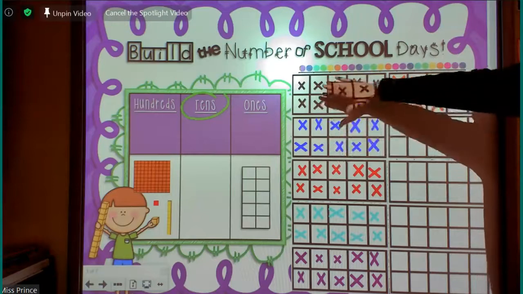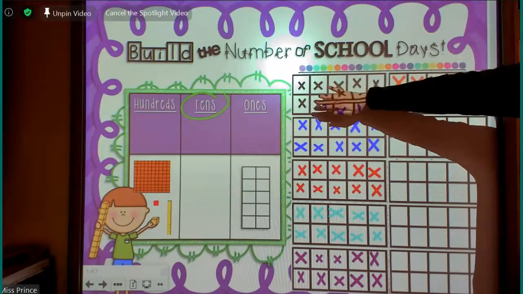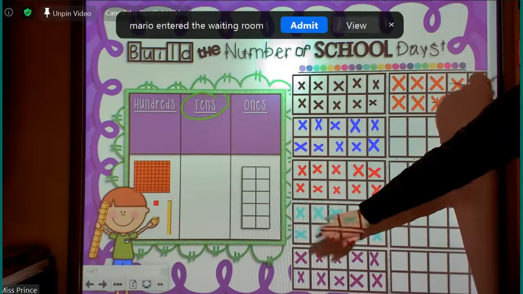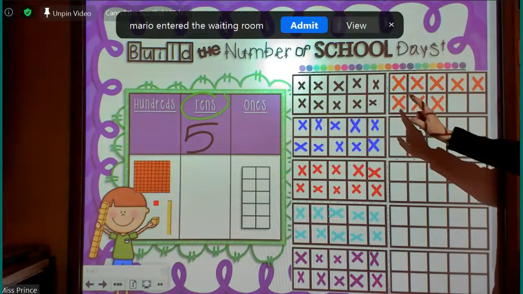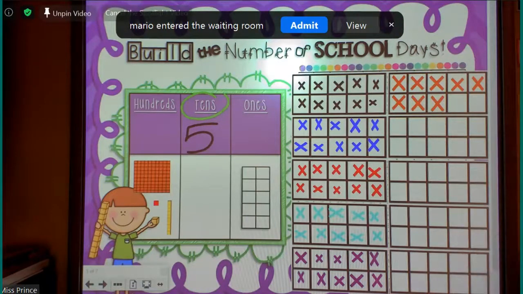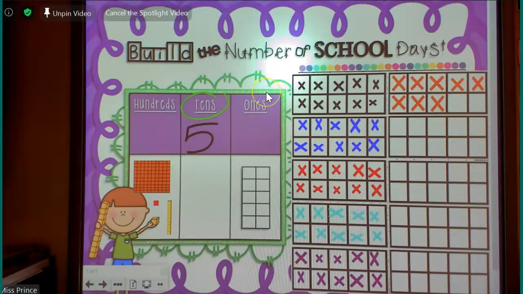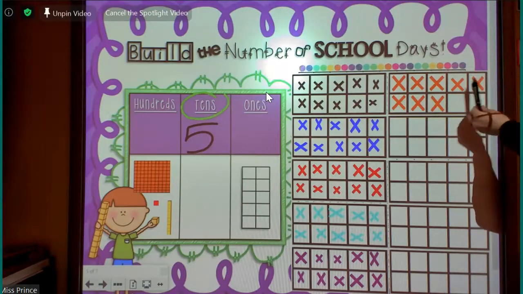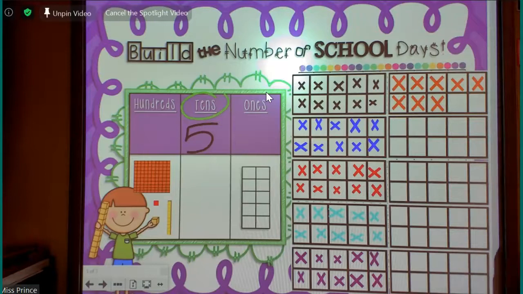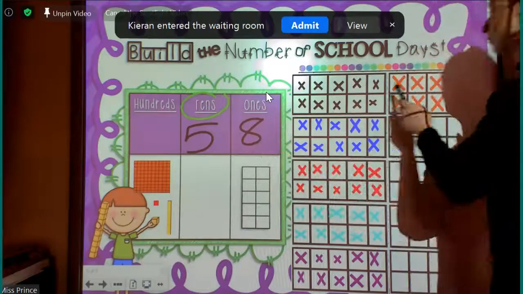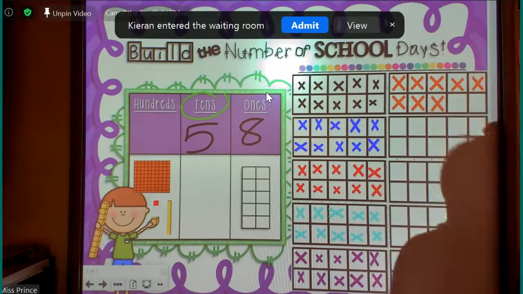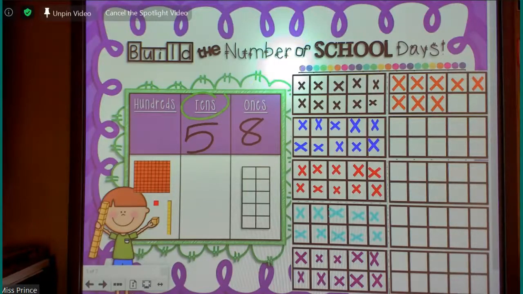How many full groups of 10? Groups of tens. 1, 2, 3, 4, 5. 5 groups of 10. Our ones are these orange ones because it's not all the way full. So how many ones do I have? 5, 6, 7, 8. So 58 is 5 groups of 10, 8 little ones. If we put that together, it's 58. Great job. 58. Thank you, Keela.